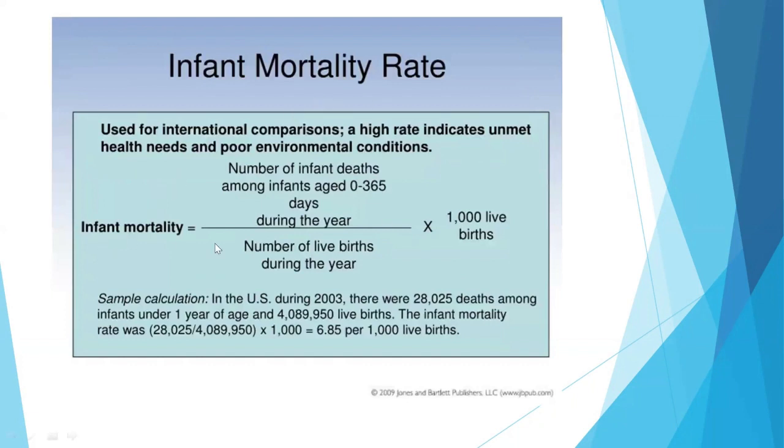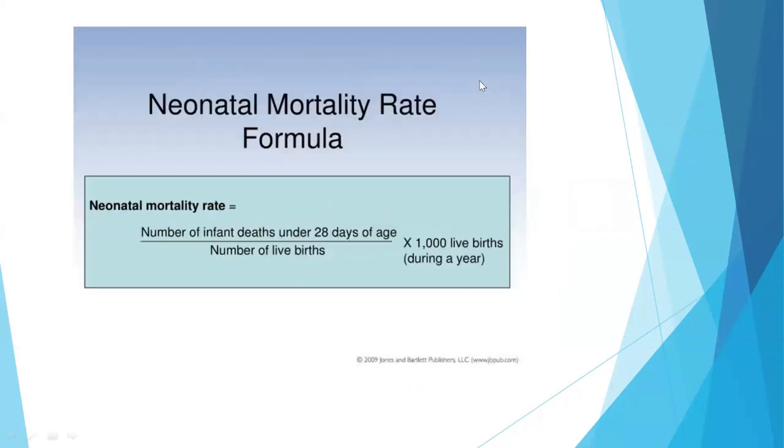Infant mortality rate is calculated by the number of infant deaths among infants 0 to 365 days during the year and number of live births during the year. So into 1,000. Now this will give you the infant mortality rate. The neonatal mortality rate, number of infant deaths under 28 days of age by number of live births into 1,000 live births during a year. This will give you the neonatal mortality rate.